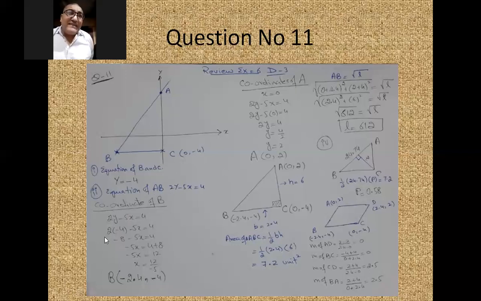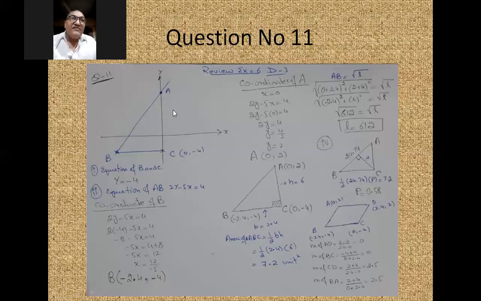So here you can see that I have substituted that value: 2 into minus 4, minus 5x equals 4. Minus 8 minus 5x equals 4, minus 5x equals 4 plus 8, minus 5x equals 12, x equals 12 divided by minus 5. So 12 divided by minus 5 is minus 2.4. So the coordinates of the point B are minus 2.4 comma minus 4.